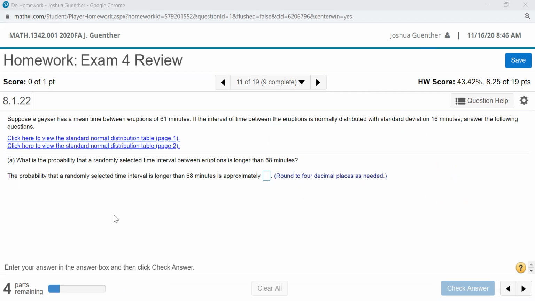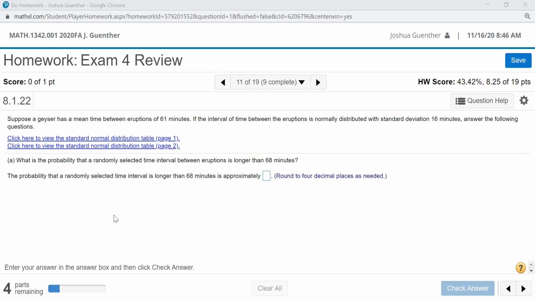So geysers are pretty cool. If you've ever been to Yellowstone National Park, you probably have seen what's it called, Old Faithful. That's a geyser that erupts every, I think, 7 to 8 minutes or something, somewhere in there. And it's pretty fun to watch. It's pretty cool to see.